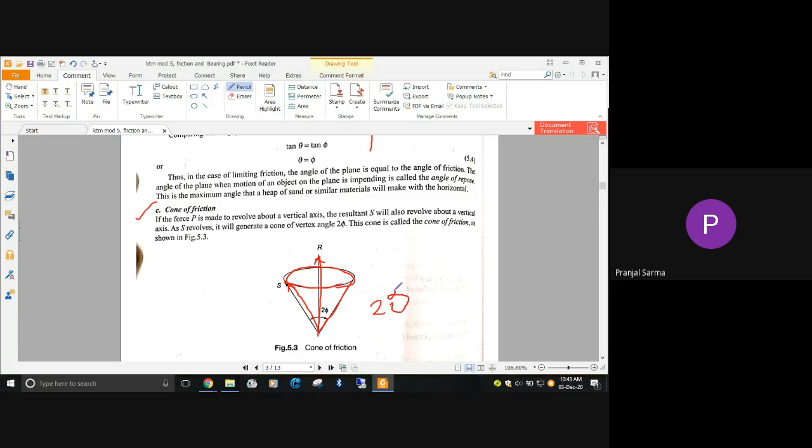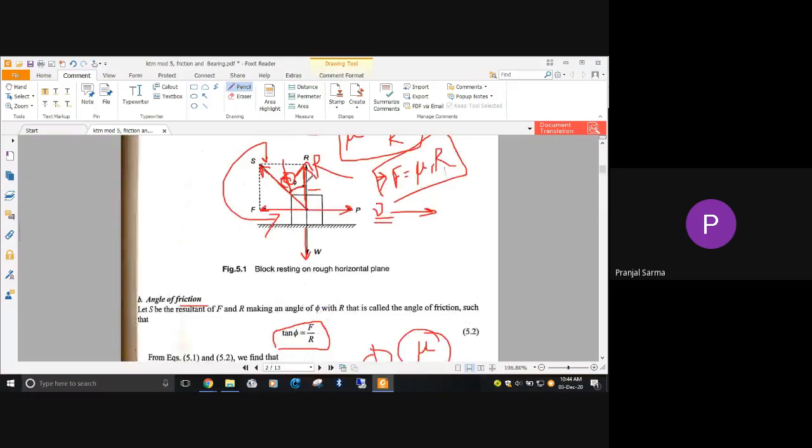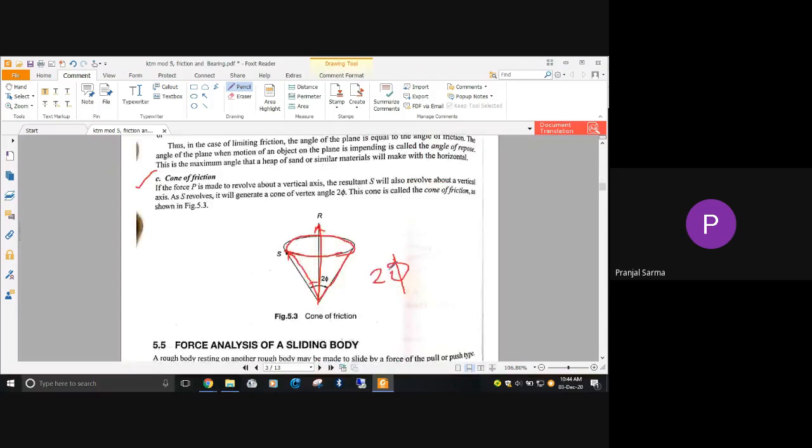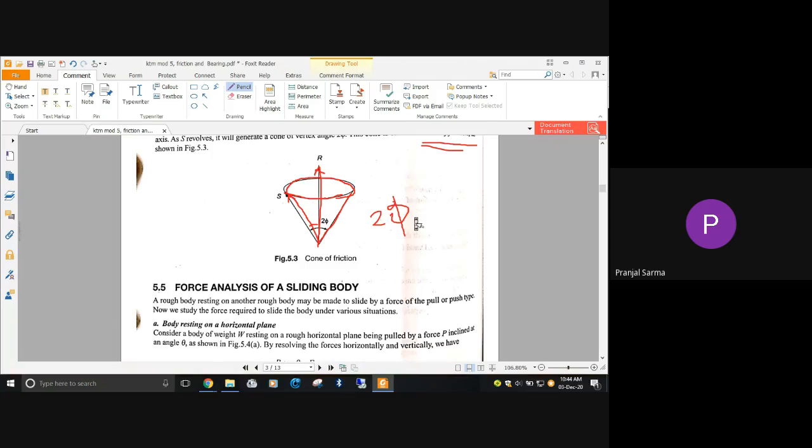We have seen that in the previous diagram this angle was phi, if you recall. So this angle is phi, and if you rotate P about R, about the vertical axis, this is also going to rotate, and you are going to get this particular cone, having this angle plus this angle phi, that is 2 phi. That is what is being shown here, and this cone is known as the cone of friction. Understood?